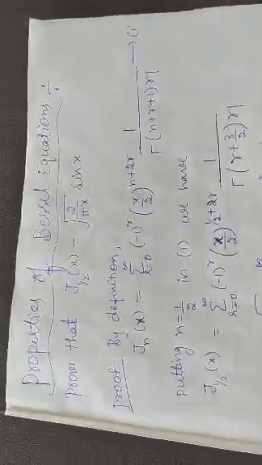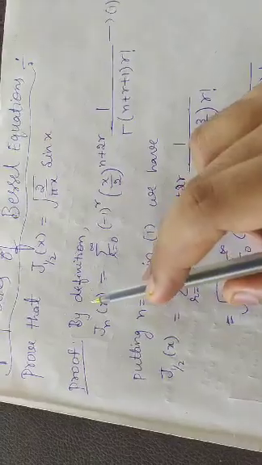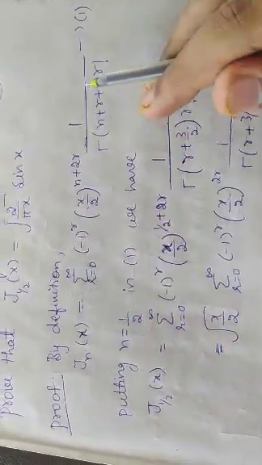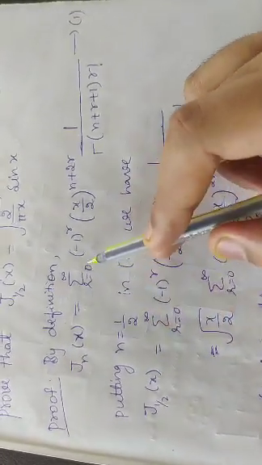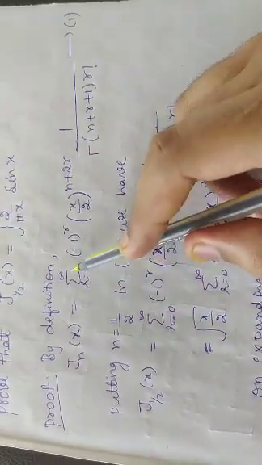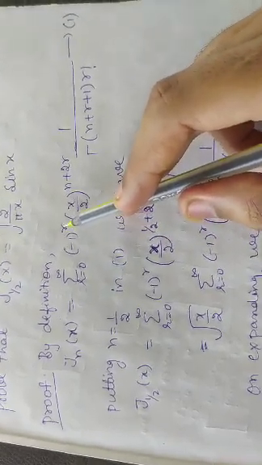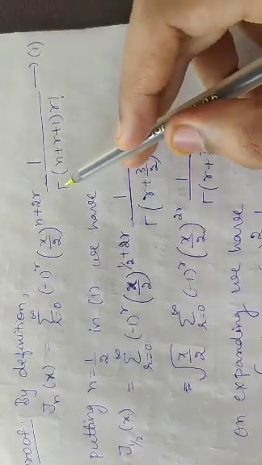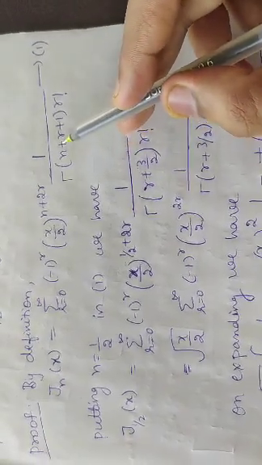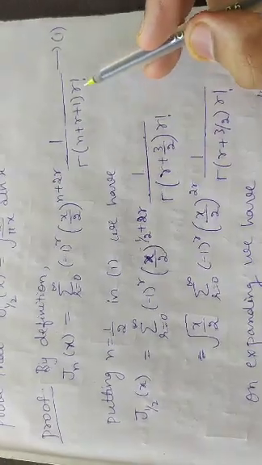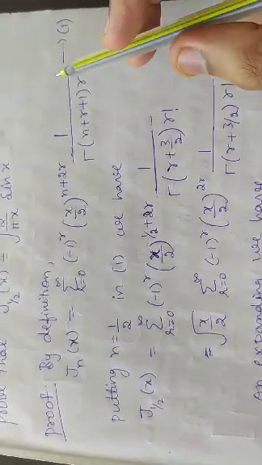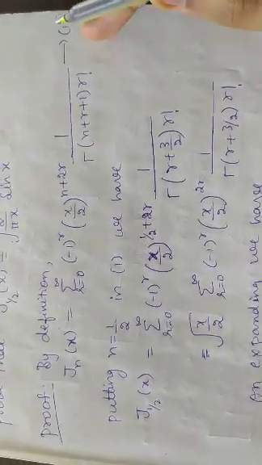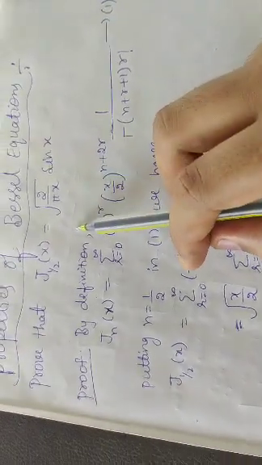As we already saw in our last video, what is the general solution of Bessel equation? By the definition, it is Jn of x equals summation r varies from 0 to infinity, minus 1 whole power r into x by 2 to the power n plus 2r into 1 by gamma of n plus r plus 1 times r factorial. This is the series solution of Bessel equation, which I already derived in our last video. Call this equation 1.